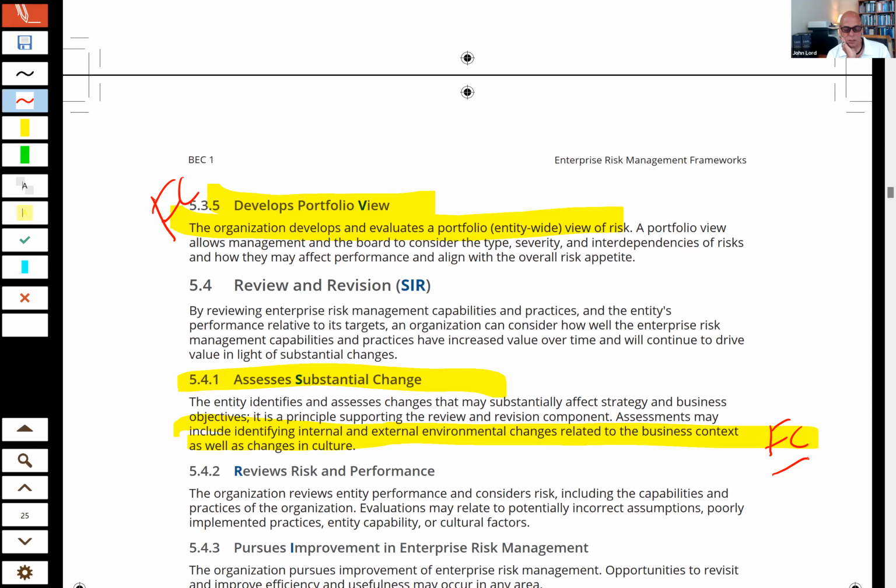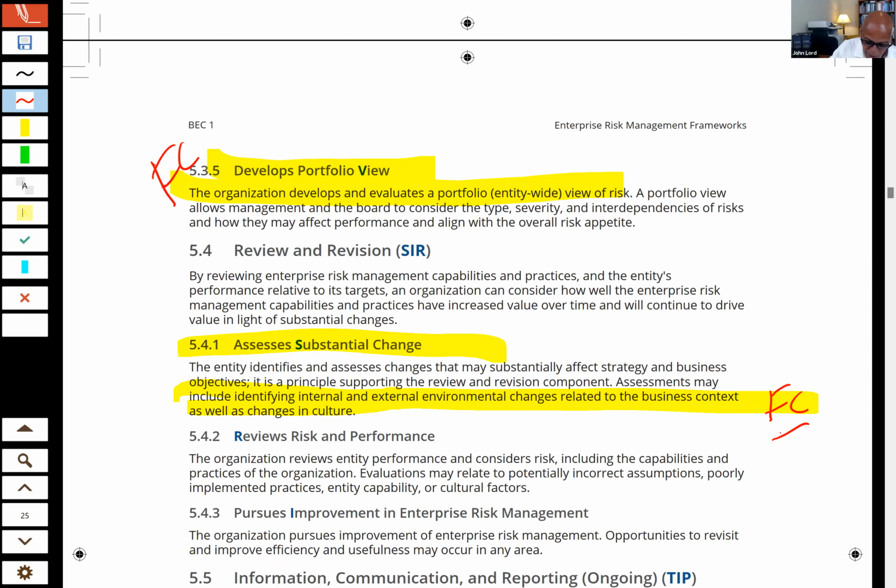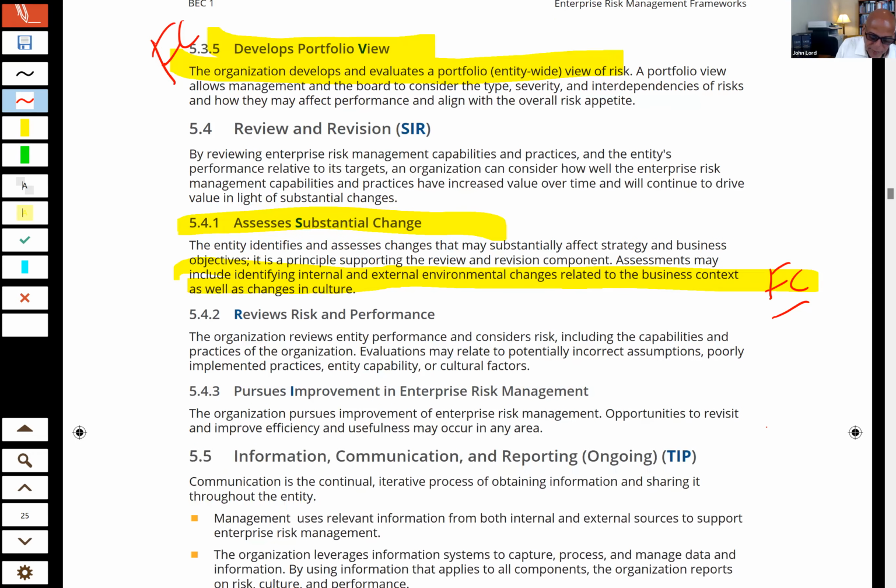And so this to me is something that has increased the importance of reviewing these things, because the changes are coming exponentially, it seems, these days. And so companies really need to think about these kinds of changes. Okay. Then evaluations may relate to potentially incorrect assumptions, implemented practices, and entity capability or cultural factors.